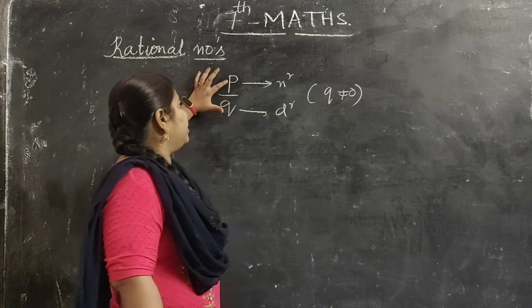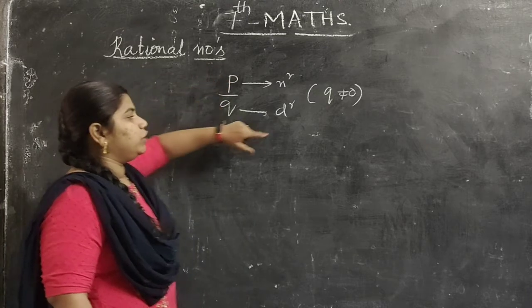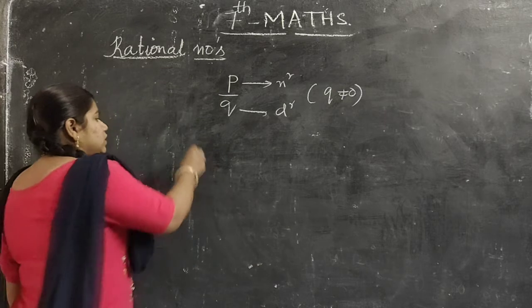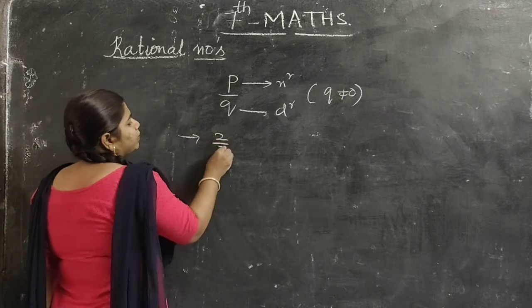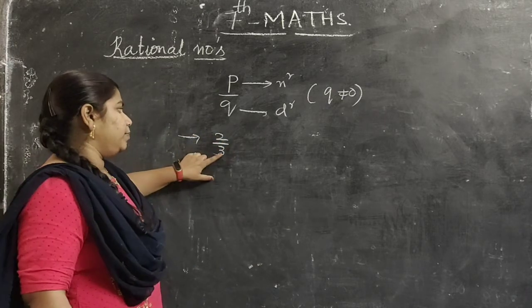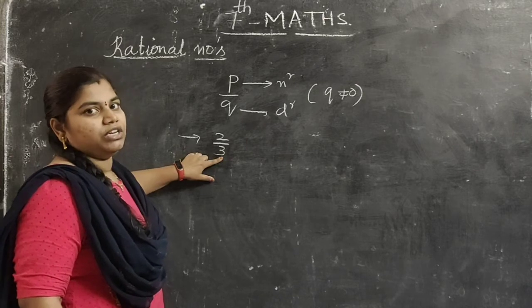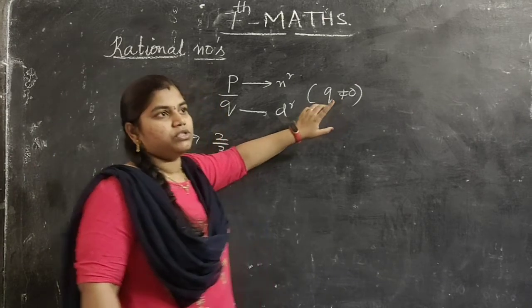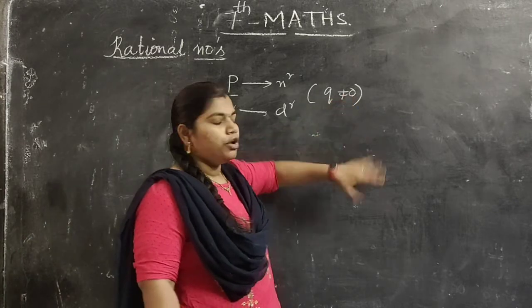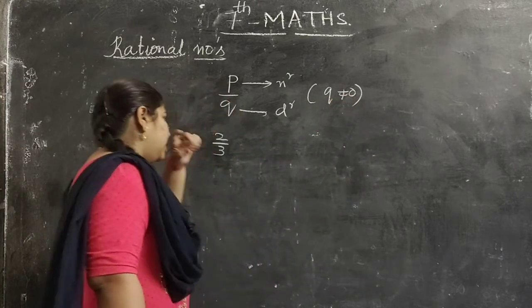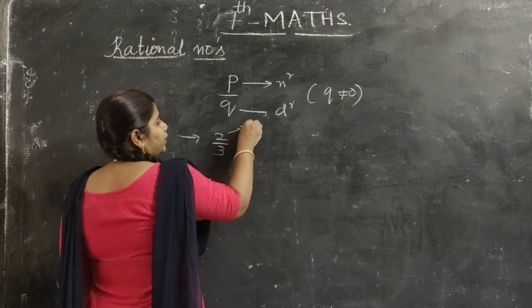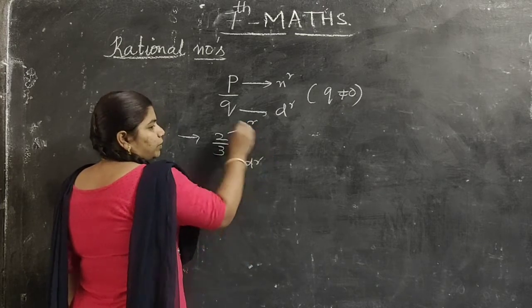So any number in the form of p by q, where q is not equal to 0, we will call a rational number. We can take any rational number. 2 by 3 is a rational number. Here in place of q we have 3. What is the condition here? q is not equal to 0. Instead of 0, you can take any other number. So 2 by 3 is a rational number, because it has one numerator value and one denominator value.